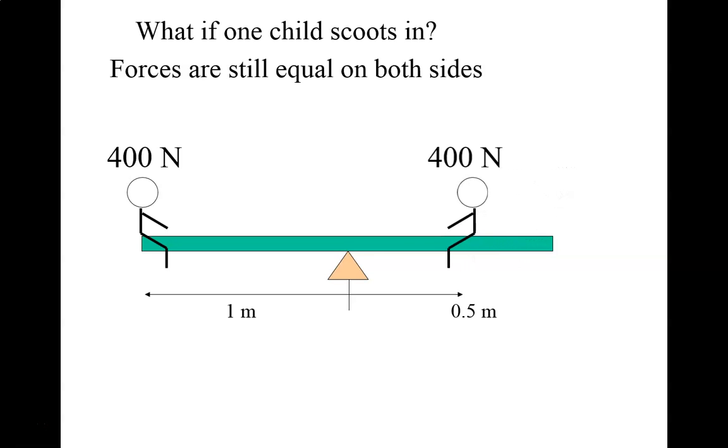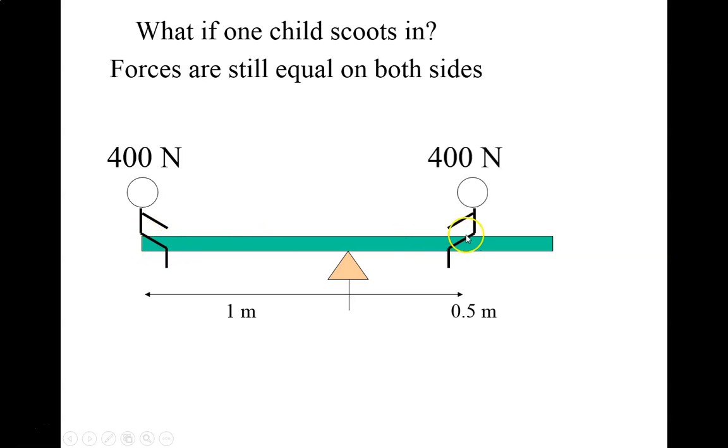Okay, we still have equal forces on both sides of the pivot point. This is my fulcrum, my pivot point, by the way. Okay, we've got equal forces. Will they balance now? Okay. No, they will not. Which side is going to go down?